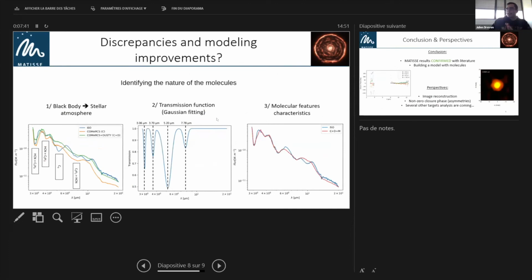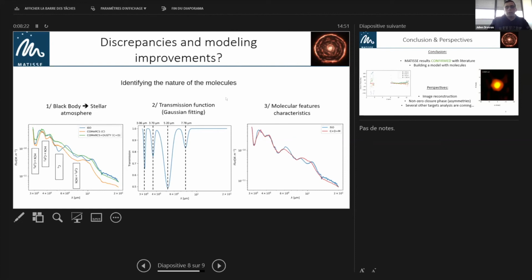In order to build a model which considers different molecular layers, you need to identify the nature of the molecules. And this is what we are currently doing. We replaced our black body with a stellar atmosphere. We made an identification of each different molecular absorption with the isospectra. And we add some dust on the COMARCS stellar atmosphere model. And you can see that the green curve and the blue curve still have some discrepancies. Those discrepancies are a molecular pattern around the star R Sculptoris.